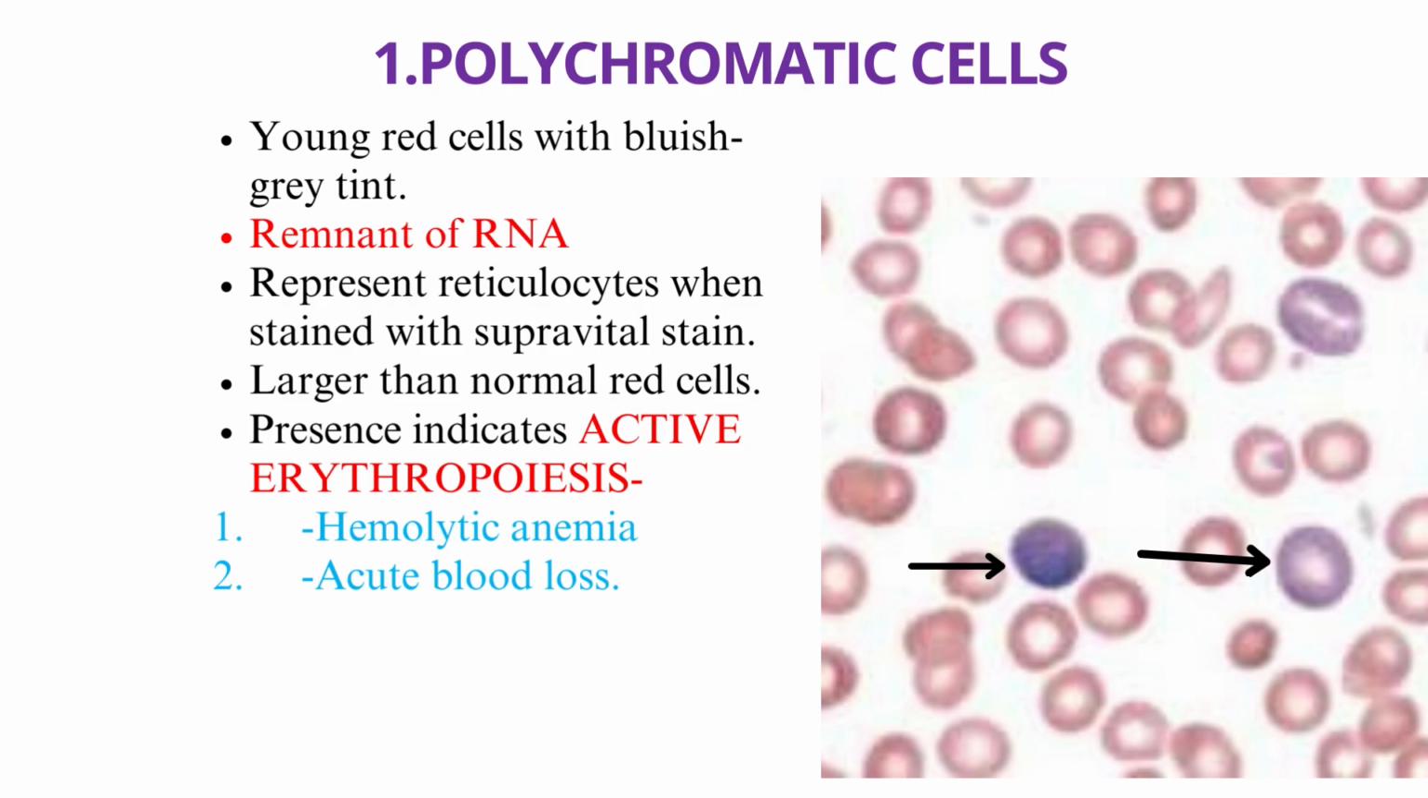They are larger usually than normal cells and they indicate कि active erythropoiesis हो रहा है बॉडी में, and उसकी एग्जाम्पल हो सकती है hemolytic anemia. उसमें पेशेंट ज़्यादा बना रहा है, erythropoiesis हो रहा है, और acute blood loss.